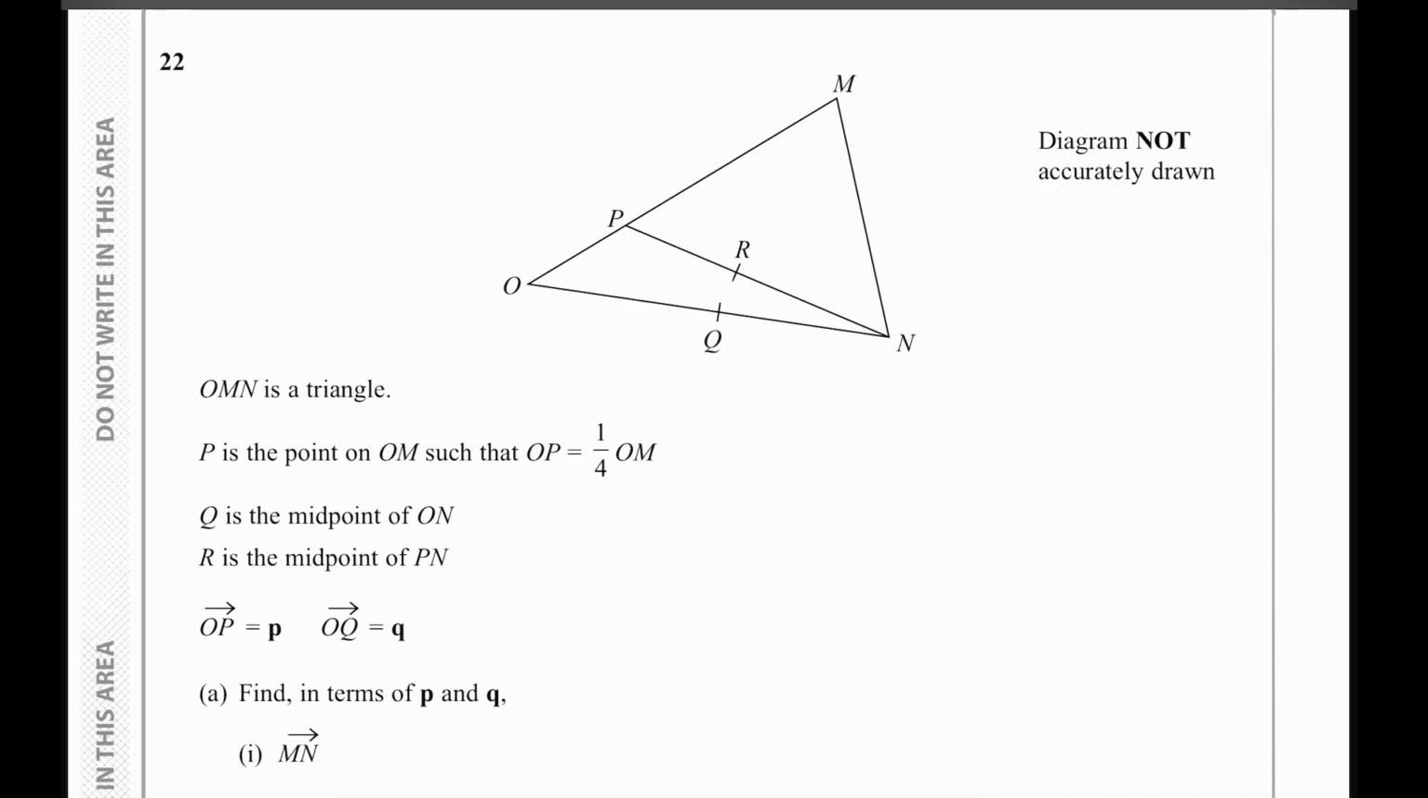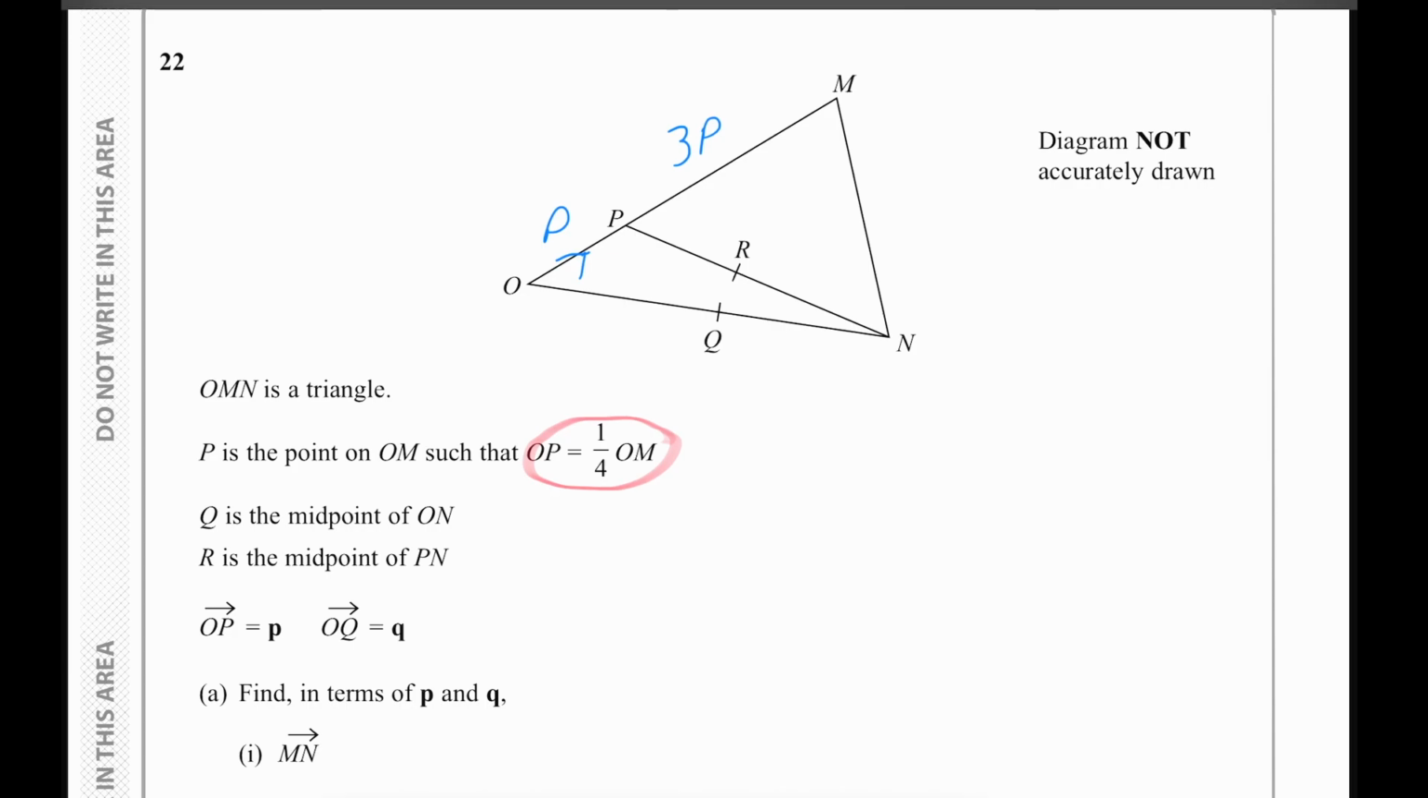So P is the point on OM, such that OP is 1/4 OM. Okay, so that's parts and ratio. Q is the midpoint of ON. R is the midpoint of PN. And then they tell you a couple of vectors. They say OP, so going from O to P, is p, and they told us a little bit earlier that it's a fraction, so it's 1/4. So this p is 1/4 of the whole length. So that means there must be 4 parts, so there are 3 parts remaining. 1 part in the first, three parts left over.